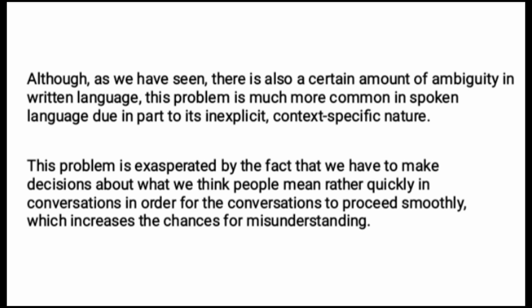In conversations, we need to quickly interpret what others mean to keep the discussion flowing, which increases the likelihood of misunderstanding. So this problem is exacerbated by the fact that we have to make decisions about what we think people mean rather quickly in conversations in order for the conversations to proceed smoothly, which increases the chances of misunderstanding.